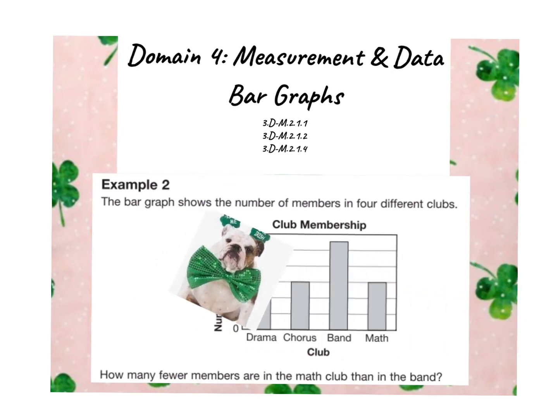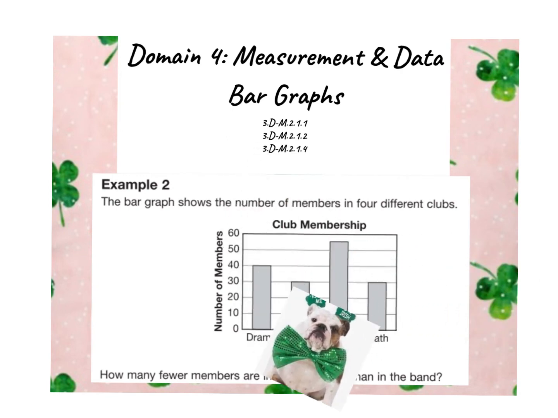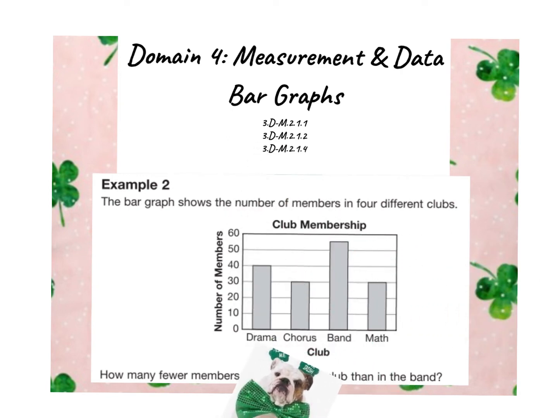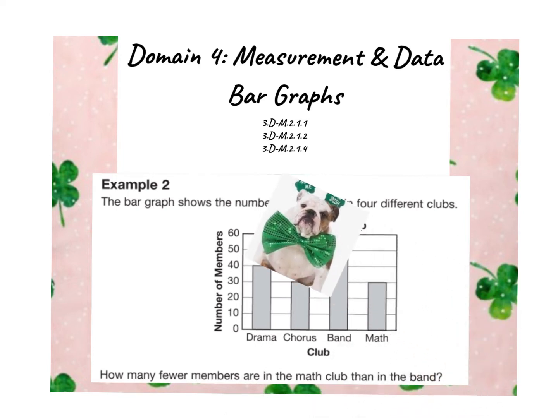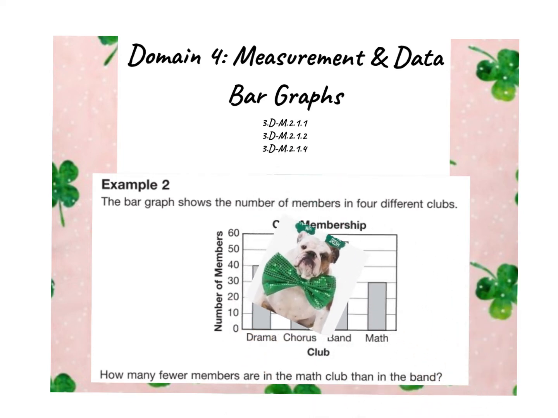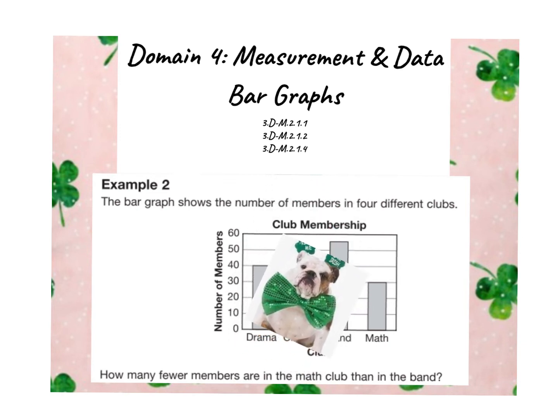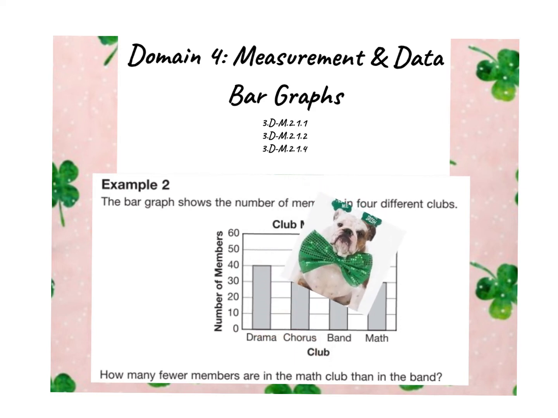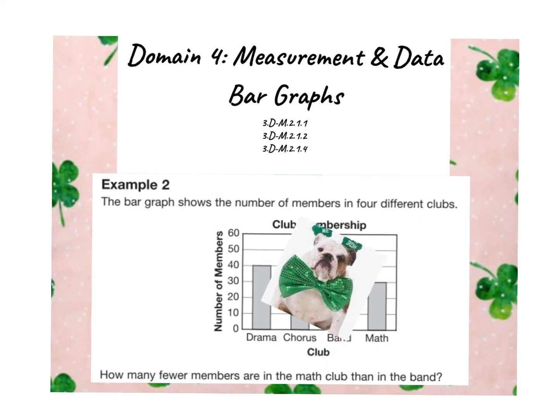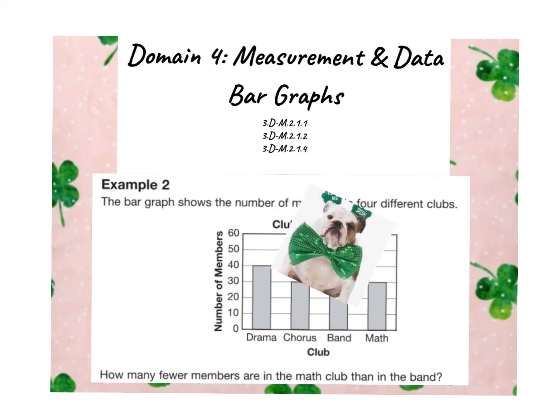This bar graph shows the number of members in 4 different clubs. We have club membership, and the different types of clubs are drama, chorus, band, and math clubs. We can take a look at the numbers on the side, because this is the number of members, and you can see that the scale is not just 0, then 1, then 2, then 3. They're actually jumping each line by 10. So if we take a look over here at drama, we go all the way up to that line and go across, and we can see that there are 40 people in drama.